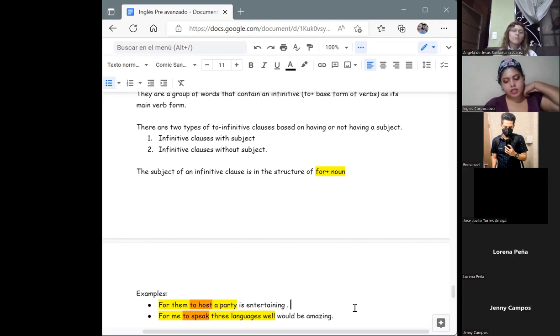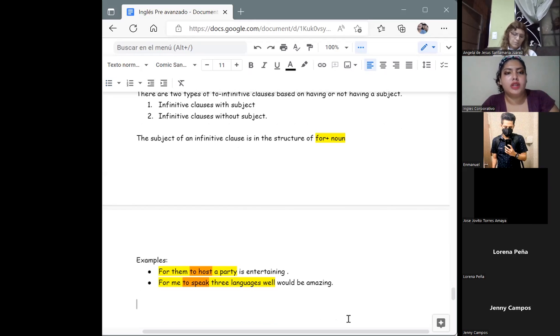And in this case, we're just focusing on this kind of sentence in which we can find the subject. It is not necessary to talk about the clauses without subject. In this case, it's just with subject.